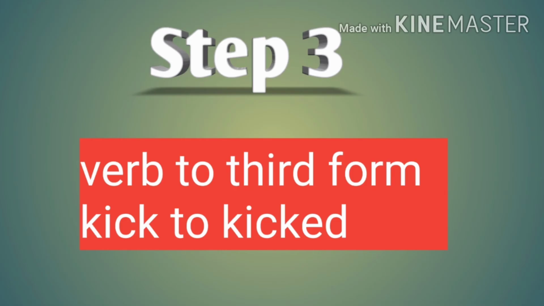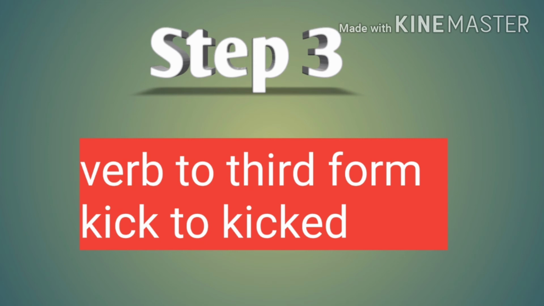The third step says convert the verb to the third form of the verb. Now here the verb is kick. Kick is the root form of the verb, though in our sentence we have it as kicked, which is already in the third form. So we need not make any change with the word kicked. So that remains as it is.